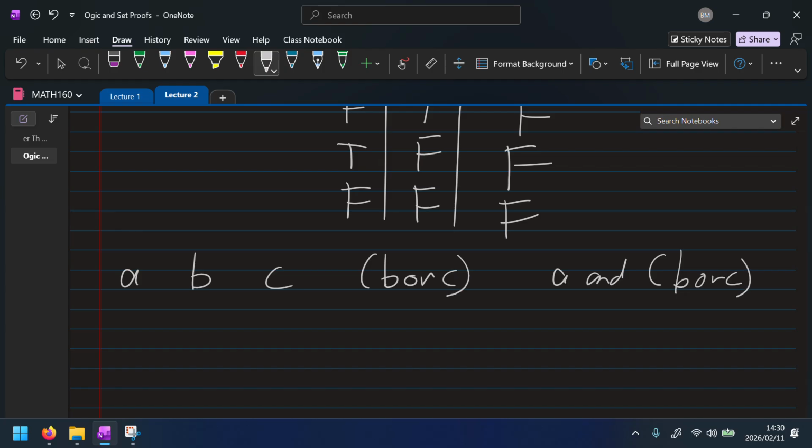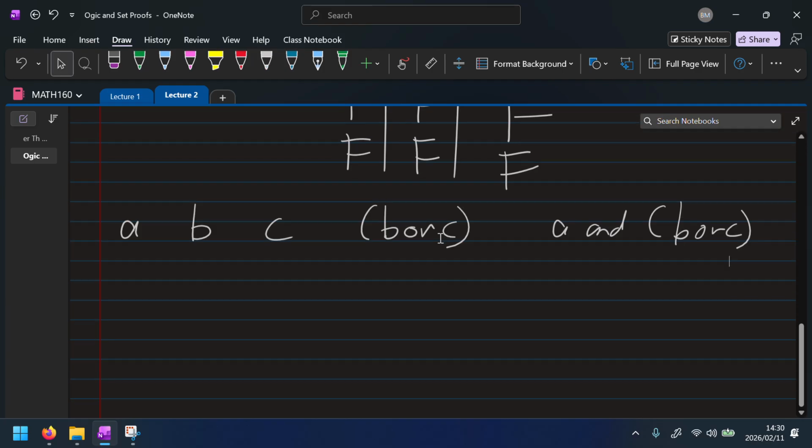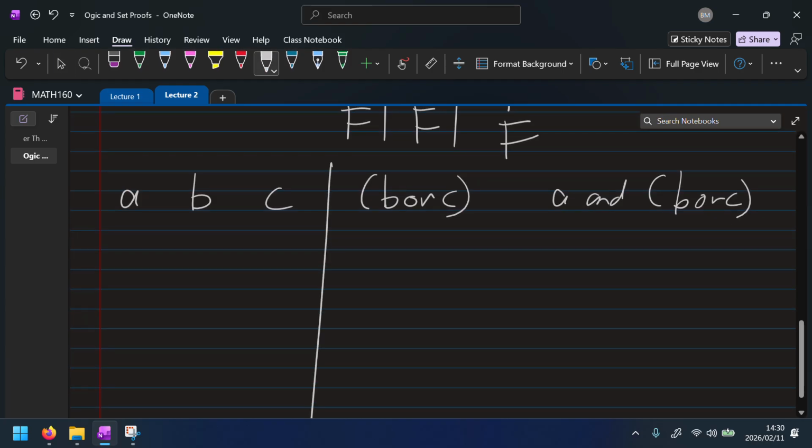Okay, does everyone see how we built up the table? So we have A, B, and C. Those are all of the variables. Then this column here, so let's just write it all out.